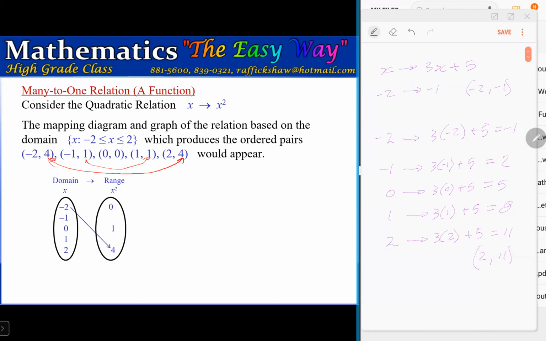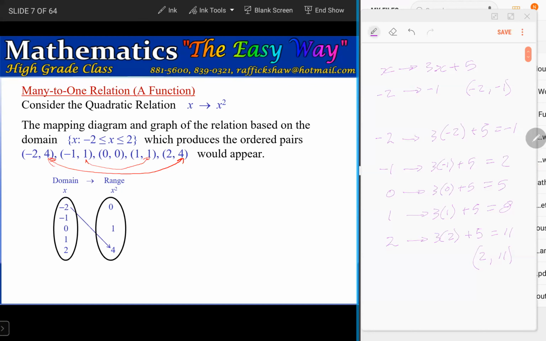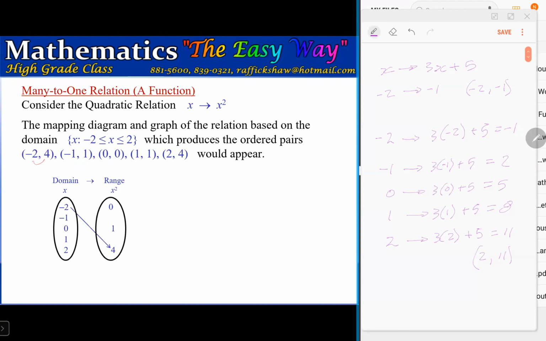So you look at it, the -2, let me clear the screen. The -2 maps to the 4. That's the first one we're looking at. The second one is -1 mapping to the 1 right there. The third one is that 0 maps to 0. The next one is that 1 maps to 1. And the last one, we see the mapping come back to 1. So 2 things are mapping to 1, the -1 and the 1. And then the 2 also maps to 4. Does anybody not understand that? Because remember, it's x mapping to x squared.